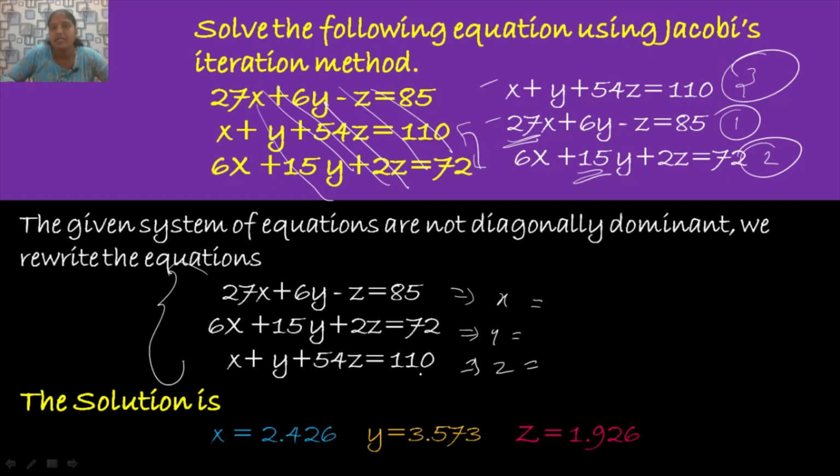Now you have a clear idea: if the given system of equations is not diagonally dominant, how to rearrange the equations so that it becomes diagonally dominant. With this, I hope you got a clear idea about how to find the solution of a given system of equations using Gauss-Jacobi's iteration method.